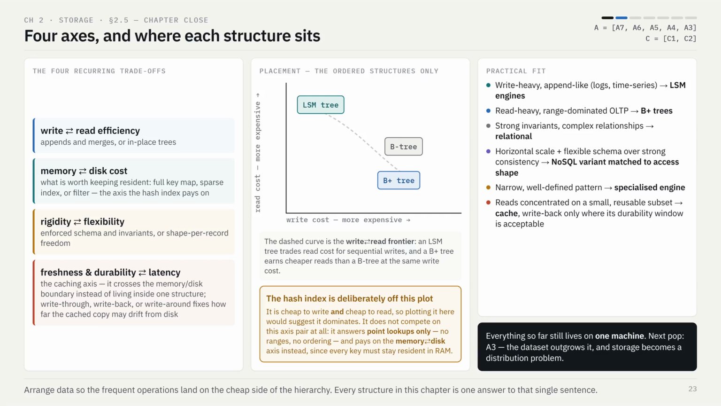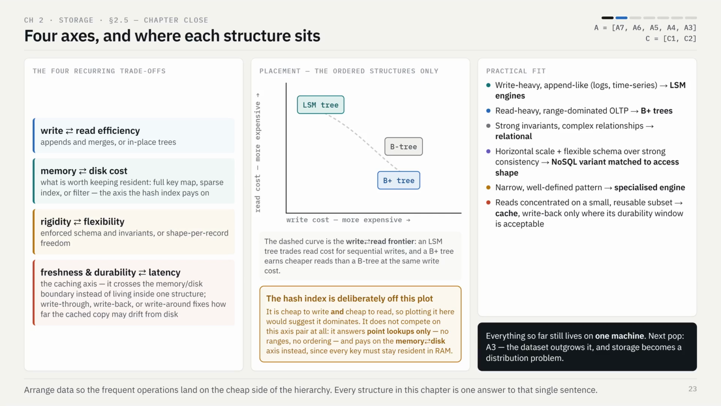B-trees and B+ trees keep both point and range queries efficient, at the cost of more expensive in-place updates. And LSM trees absorb writes in memory and flush them as immutable sorted runs, trading read amplification, mitigated by Bloom filters, for consistently sequential writes. The data models repeat the same tension one level up. Relational systems buy strong invariance and a rigid schema at the cost of the impedance mismatch and more constrained scaling, while the NoSQL family and the specialized databases give up generality in exchange for a layout matched to one access shape.